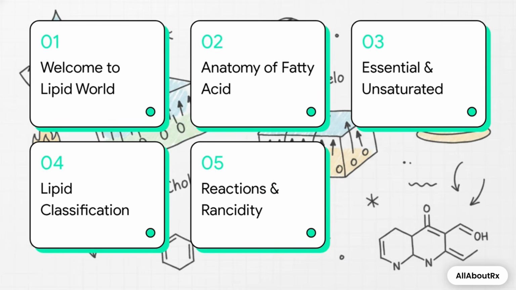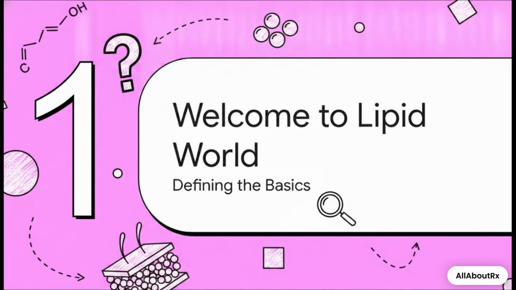So here's our quick roadmap for this explainer. First up, a welcome to the lipid world. Number 2, the anatomy of a fatty acid. 3, essential and unsaturated fats. 4, the lipid classification system. And finally, number 5, chemical reactions and rancidity. All right, let's dive right into Section 1.